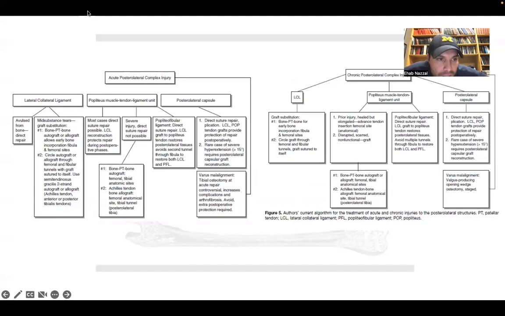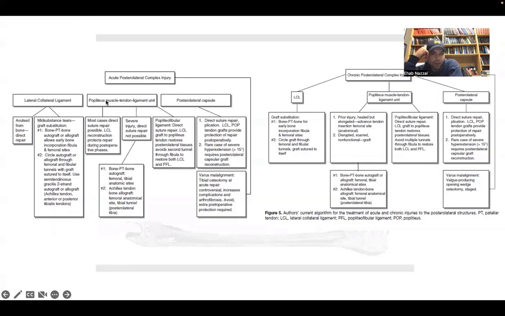I think it's interesting that a lot of these papers talk about repairs, but they actually talk about repairs in the context of also reconstructing some of the different ligaments. So repairing false ligaments, but then reconstructing the remaining anatomic structures that were damaged. I think that's something important to consider, and the last paper will talk a little bit about that.